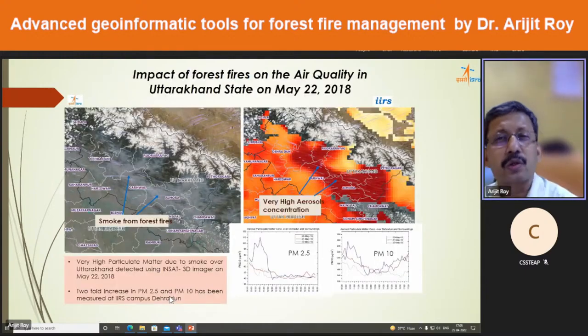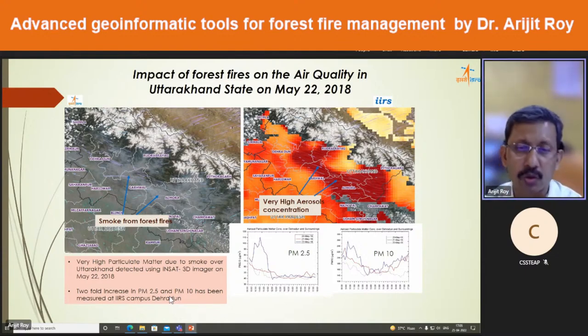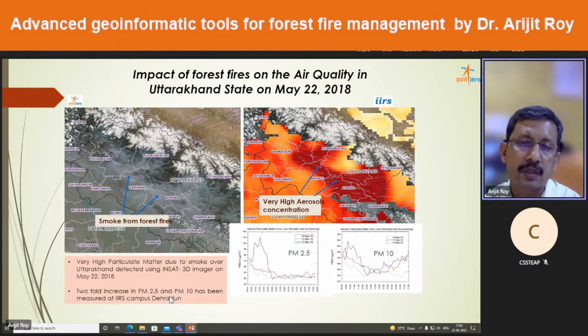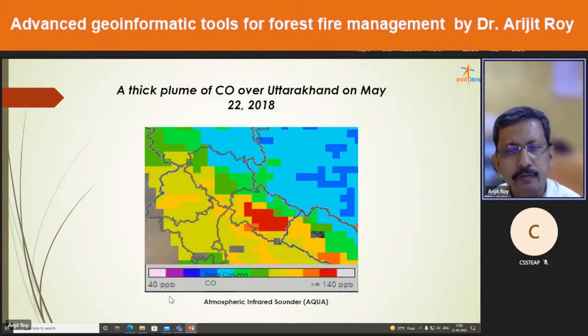But the fire also impacts the air quality, and we are able to monitor the high aerosol concentration because of the fire activities, mainly the smoke, mainly the particulate matter PM2.5 or PM10. They can be detected using satellite data like MODIS. Apart from this, we have other data like the Atmospheric Infrared Sounder from Aqua, which can detect the carbon monoxide concentration, again as a result of fire activities.